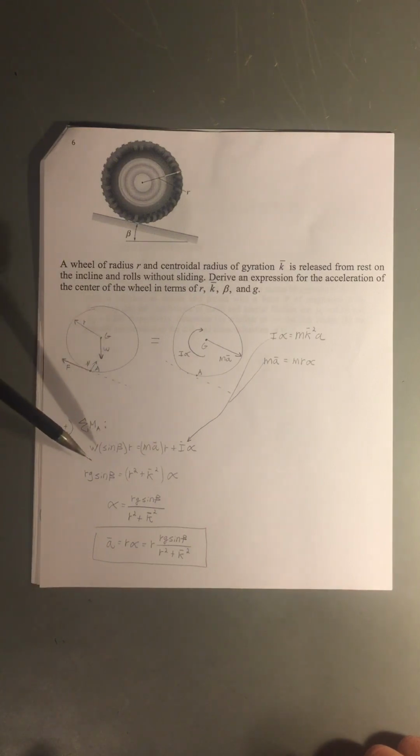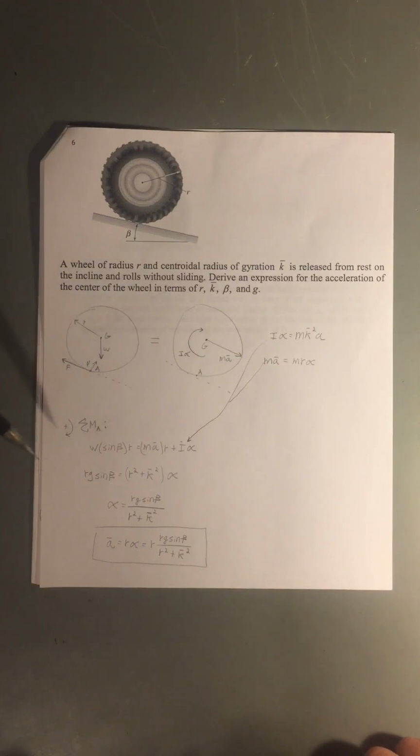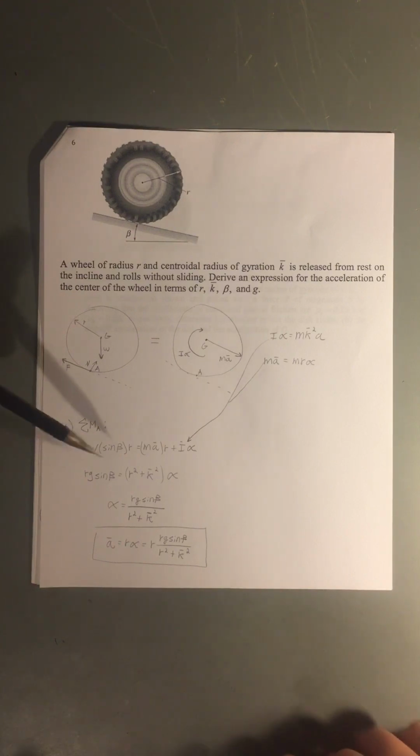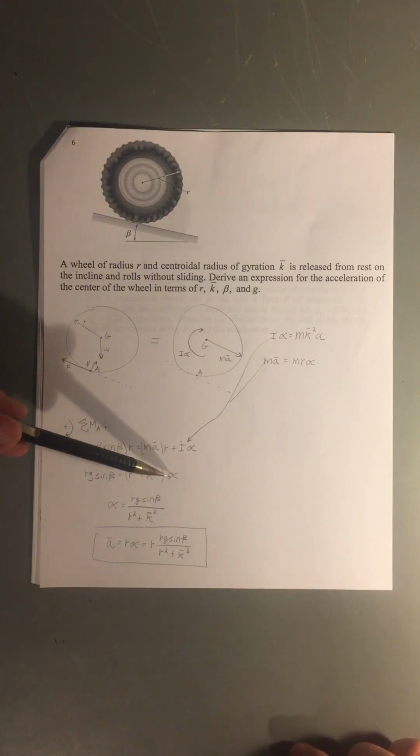And then what we can do from that point is just plug in these relationships that we know here, which gives us this equation. And then we know that weight is m times g, and so that gives us this term for g. And then all we have to do at this point is just simplify this and solve for alpha.